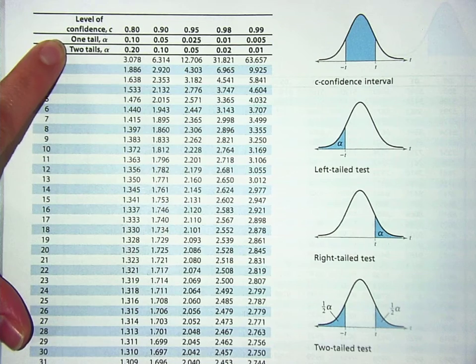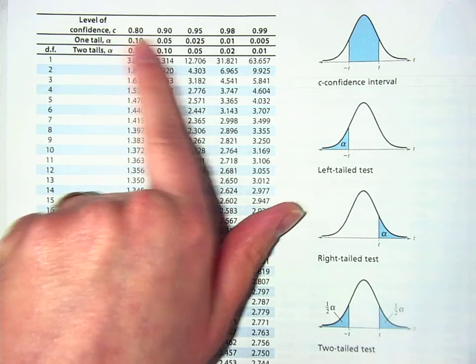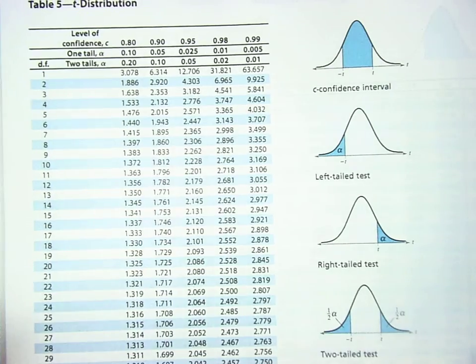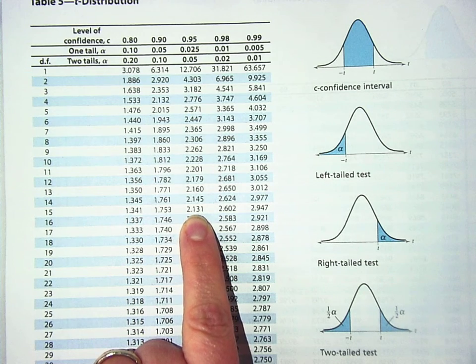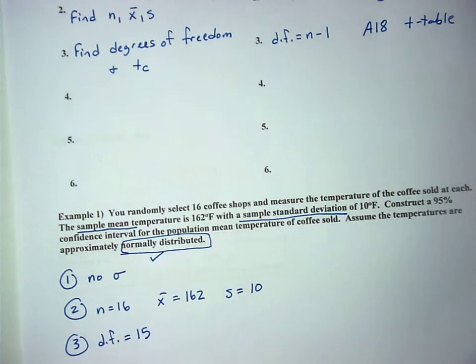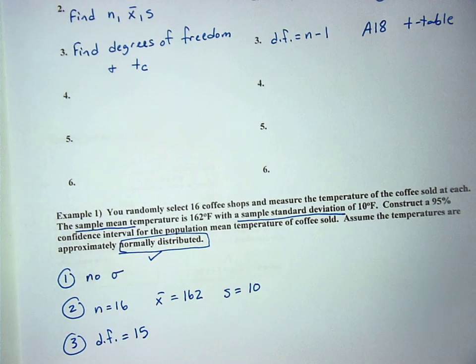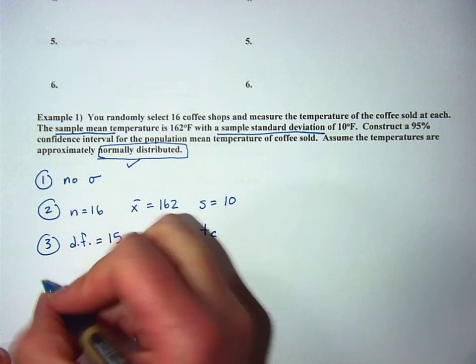Ignore this one-tail, two-tail nonsense. That'll be hypothesis testing, which is next chapter. Instead, we're just going to look at the level of confidence on the top. For this problem, we were doing a 95% confidence interval, so I'm looking at that middle column and going down to 15. That is 2.131. You should probably pause the video to make sure you know where I'm looking. Again, that was 2.131 for the T sub C, the critical value for a T distribution.